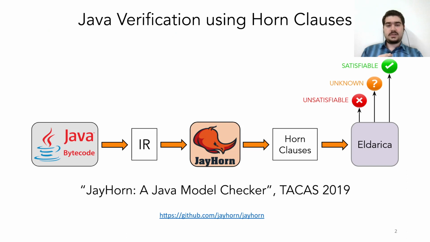JayHorn is a software model checking tool for Java that gets an intermediate representation of Java bytecode of the program and models it using horn clauses. An underlying model checker like Eldarica will check the satisfiability of these horn clauses. You can find a general description of JayHorn architecture in the JayHorn paper at TechAS 2019.